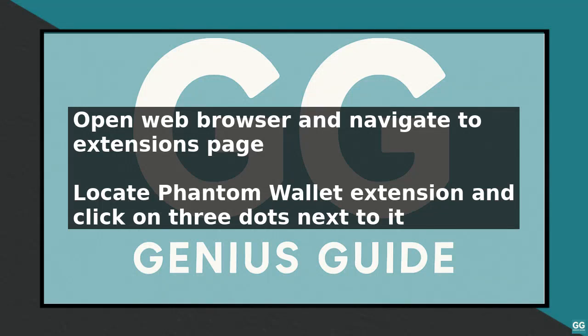To reset the Phantom Wallet extension, start by opening your web browser and navigating to the extensions page. This can typically be found by typing in the address bar or by accessing it through the browser's menu. Once you are on the extensions page, locate the Phantom Wallet extension and click on the three dots next to it. A drop-down menu will appear, giving you the option to remove or reset the extension.